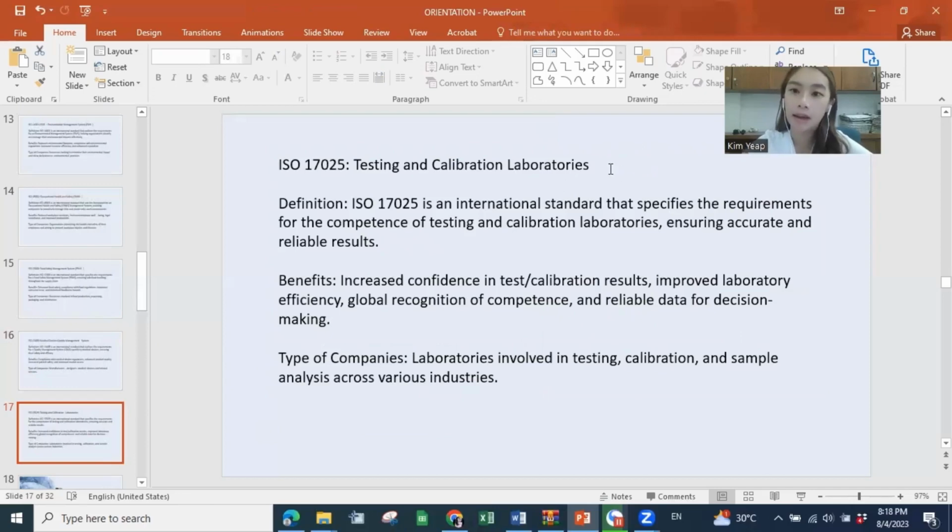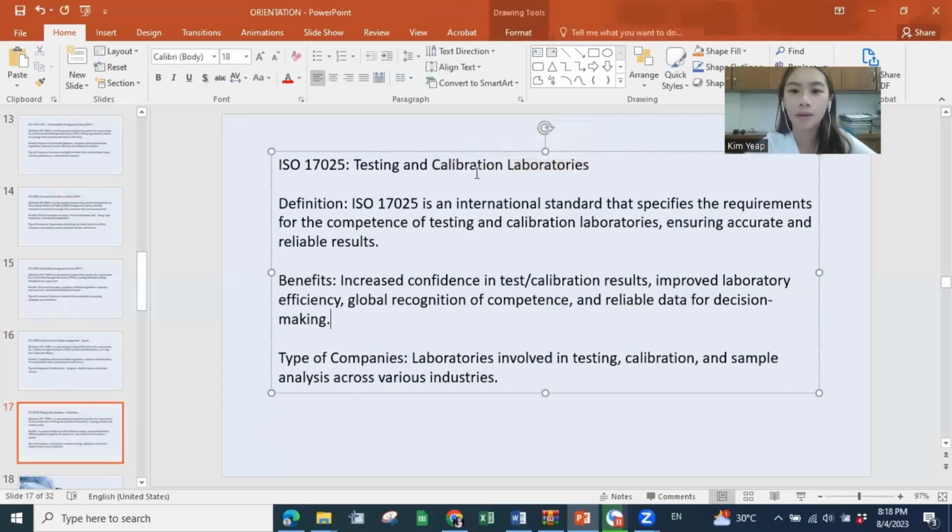17025 talks about laboratory. What do laboratories need to do? A laboratory needs to test something else. Imagine their equipment and testing system are all inaccurate, so the testing result is definitely going to be inaccurate as well. So for a laboratory, how do they make sure that their testing systems and equipment are very accurate? What do they need to do?